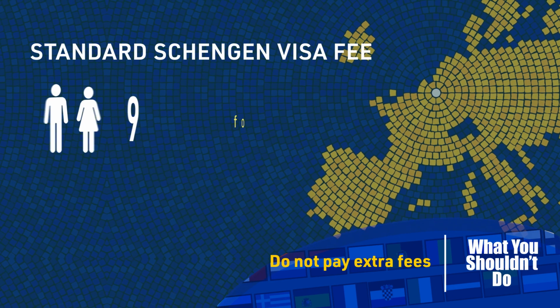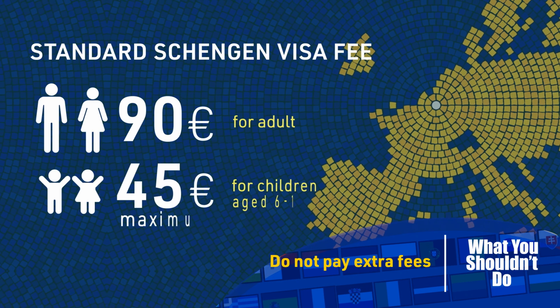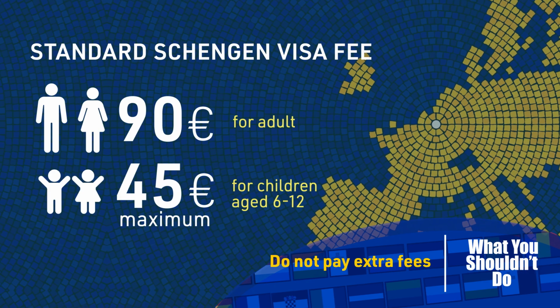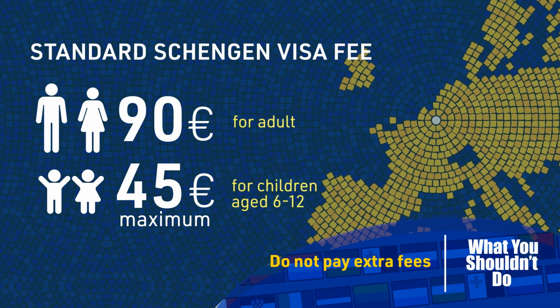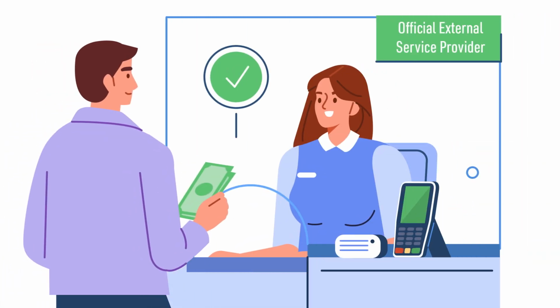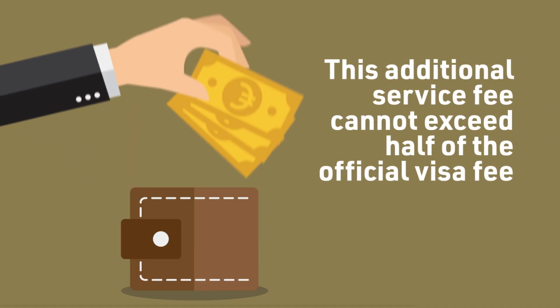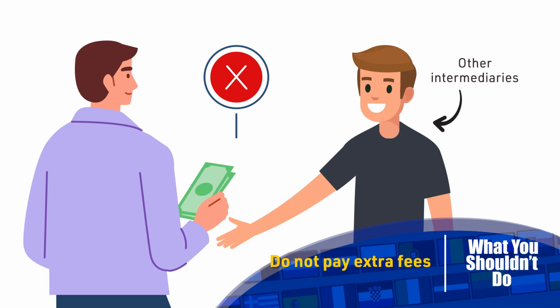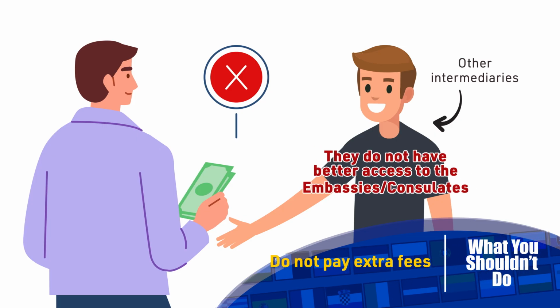The cost of a Schengen visa is at present €90 for adults and maximum €45 for children aged 6 to 12. In addition, a service fee may be applied by the official external service provider, which collects applications on behalf of the embassy or consulate. Other intermediaries ask for extra fees, sometimes significant ones. Using their services does not increase your chances of getting a Schengen visa. They do not have better access to the embassies or consulates. You don't need to pay for these extra fees.